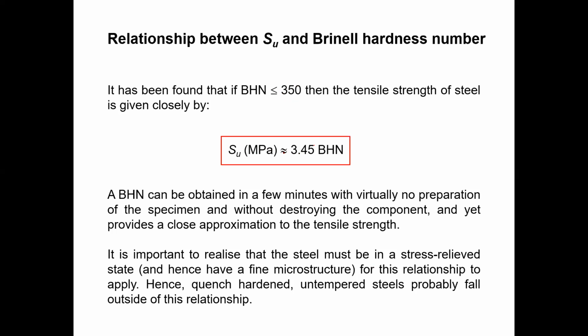So this is approximately equal to 3.45 times the BHN value. Okay, so what you need to do, if you have a BHN value, assume it is 200, so 3.45 times 200, you will get the ultimate tensile strength value in megapascals. Okay, so that's how you need to use this equation. So that is the relationship between the ultimate tensile strength and Brinell hardness.